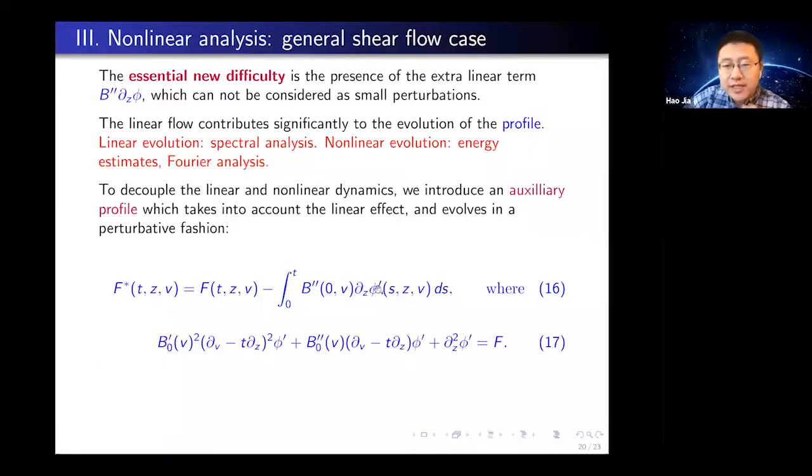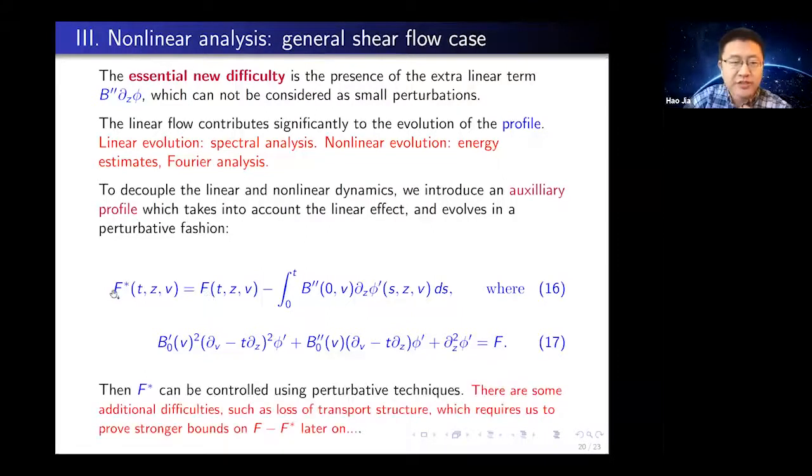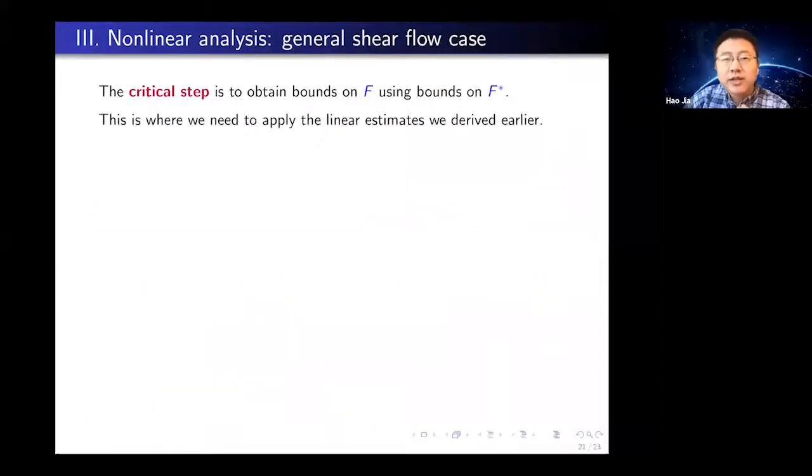Now you can view this as some sort of bounded transformation for f, because this phi prime is solved from f. So this is linearly depending on f, and this is f. So f star is a bounded transformation of f, and in addition, f star already takes into account the linear evolution. So f star evolves in a perturbative fashion. Okay, there are actually some difficulties. I don't have time to discuss the details, but modulo some additional difficulties, f star can be controlled using perturbative techniques.